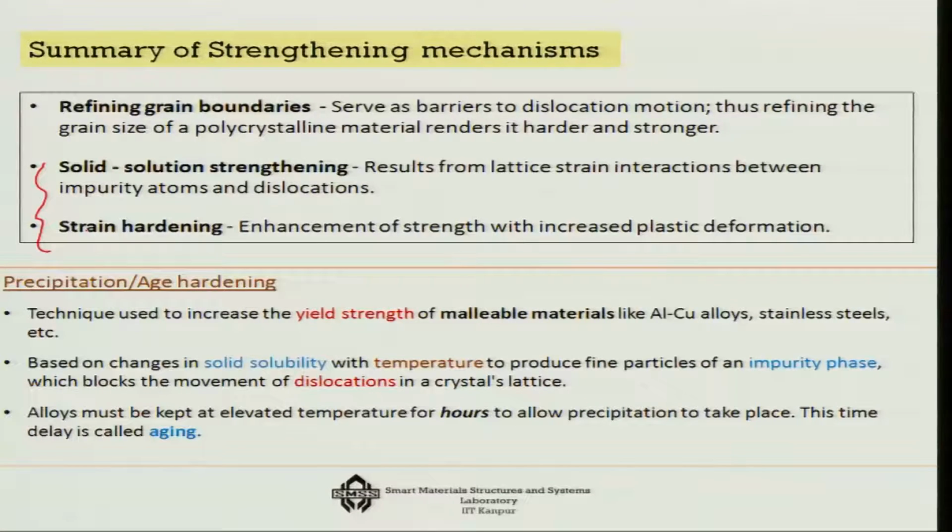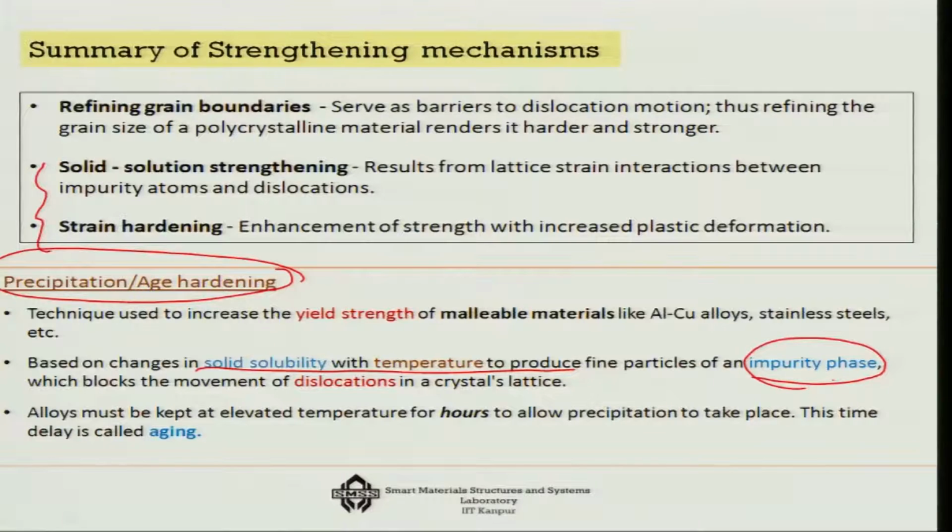There is another effect which is considered in many industries, that is very popular, known as precipitation or age hardening. So, so far temperature has not really been considered in this entire scenario, but if you bring in temperature, then the phase boundaries come into the picture, because for every impurity, the solubility changes as you change the temperature. So, based on the changes in solid solubility with temperature, you can produce fine particles of an impurity phase, which can block the movement of dislocation.